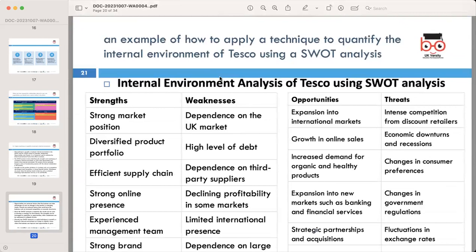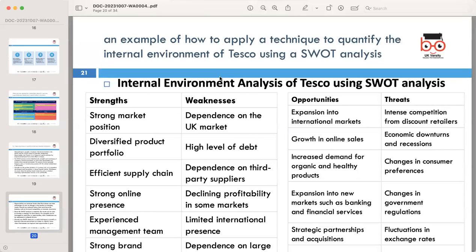An example of how to apply a technique to quantify the internal environment of Tesco using a SWOT analysis. Everybody hopefully knows that Tesco is a big retail market, with superstores around the UK and also other countries. So the internal environment analysis of Tesco using SWOT analysis: strengths, weaknesses, opportunities, threats.